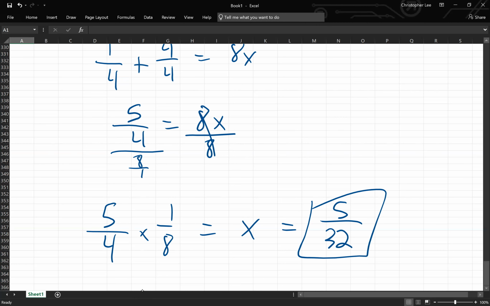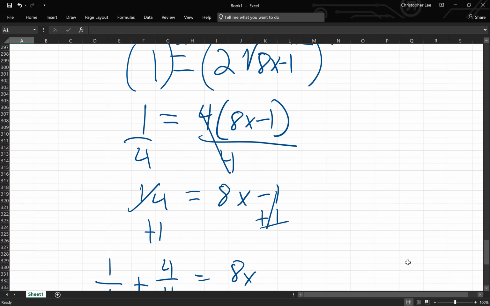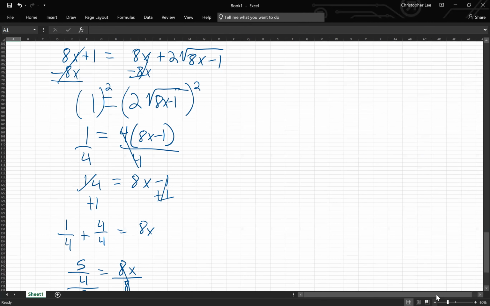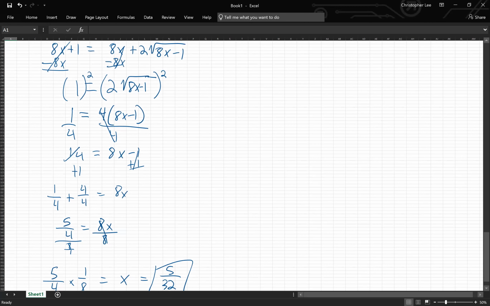So that's it. It's just a little bit of algebra, nothing crazy. The lesson there though was that when you have a radical, and you get a radical back, do it again. Solve for the radical again, and then square it to get rid of the radical.